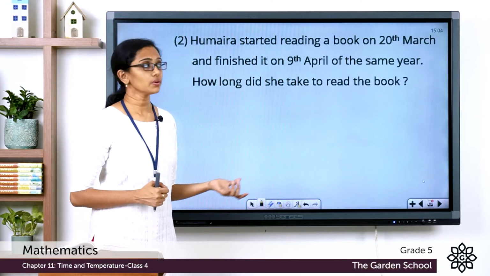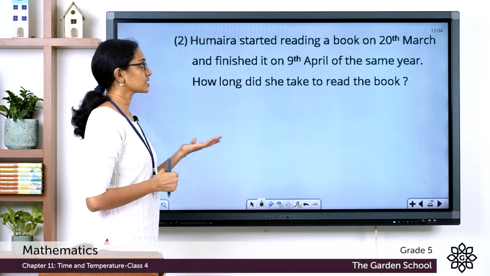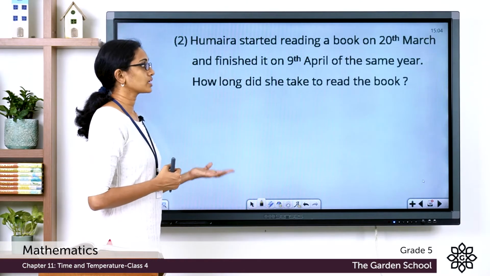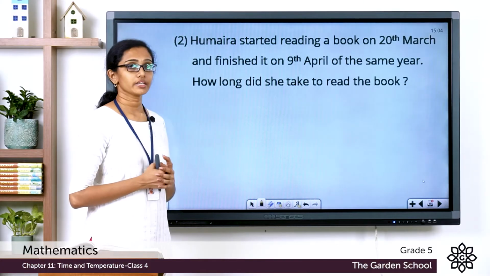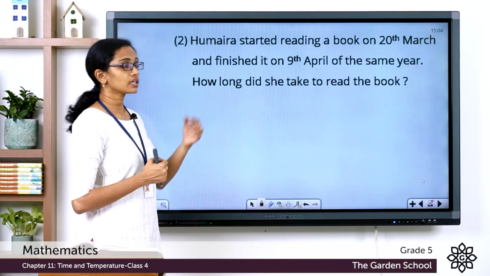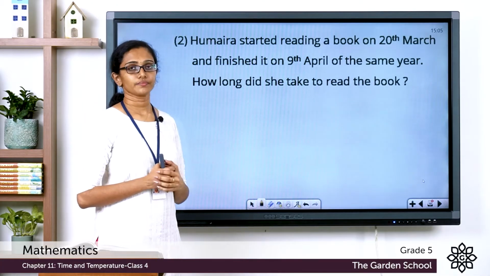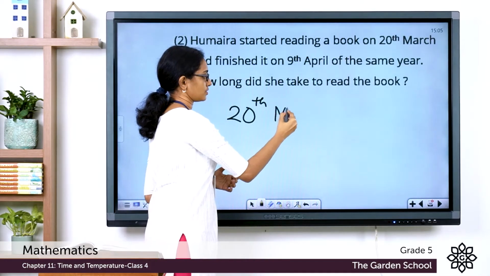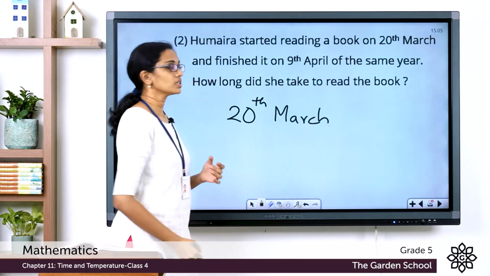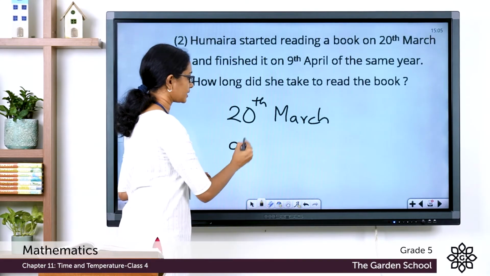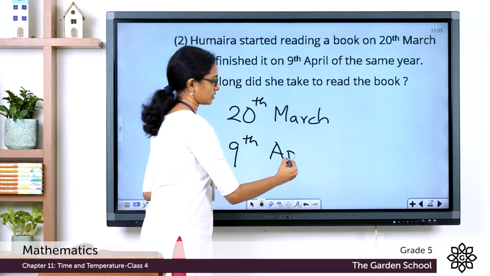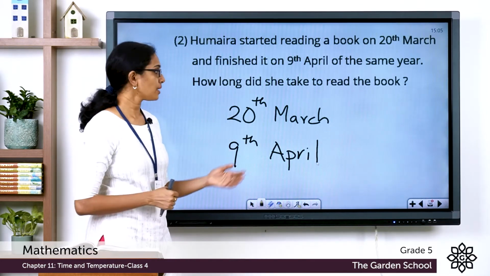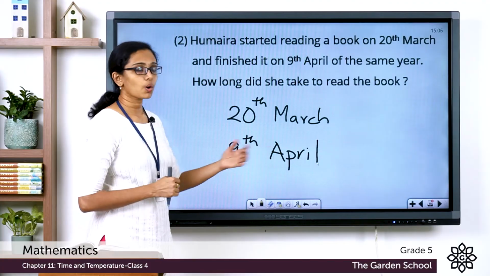Humaira started reading a book on 20th March and finished it on 9th April of the same year. How long did she take to read the book? So here we are asked to find out how many days Humaira took to complete reading a book. She started reading the book on the 20th of March. And when did she finish reading the book? She finished reading the book on the 9th of April. So we need to find how many days there are from the 20th of March to the 9th of April.